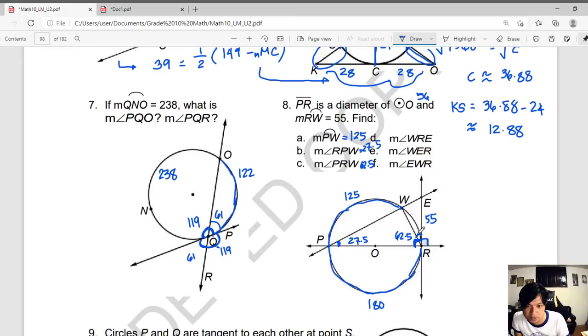Kita niyo kasi ito siya is 90 degree. Perpendicular. WRE is 27.5. WER.